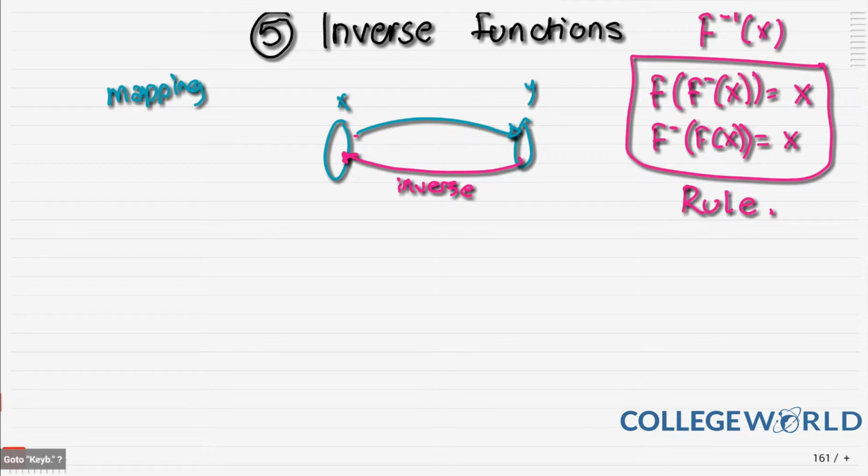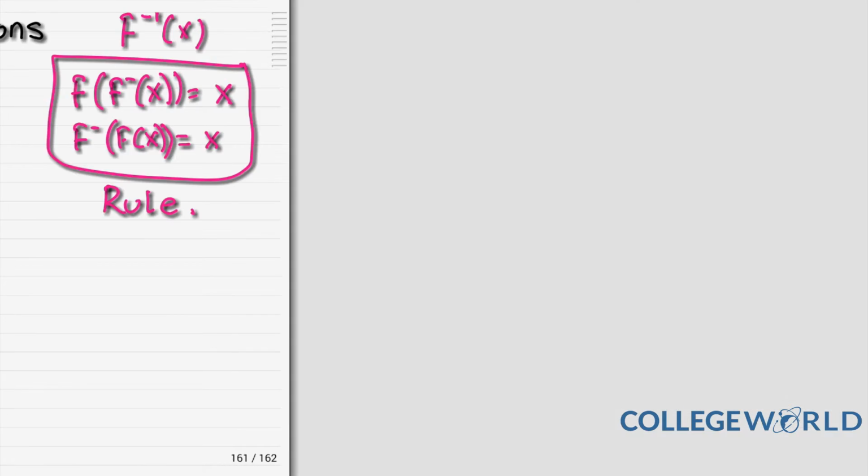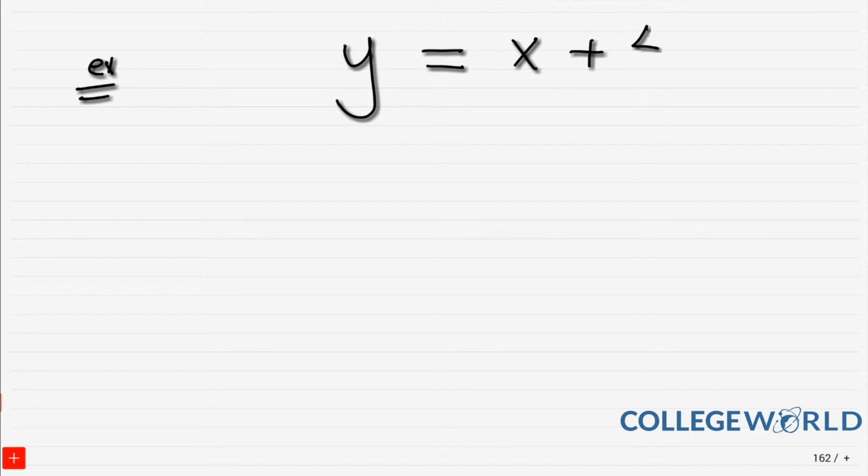Now, before getting into all this mess, let us visualize what an inverse function is. Actually, let me tell you the steps first. It's going to make your life easier. So first of all, let me give you an example. Here's a simple example: y is equal to x plus 4. What is step 1? Switch x and y.